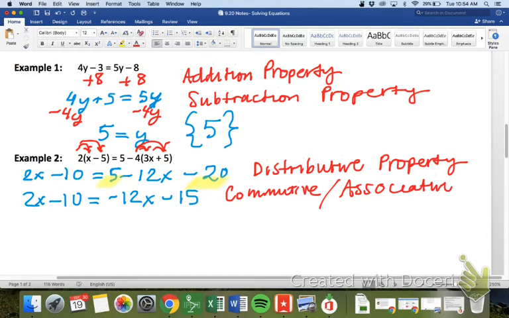Okay. So now this line of the equation actually looks like example 1 where I have a variable and a number on each side, right? So the goal is to get all the variables on one side, all the numbers on the other side. So I'm going to do that by first adding 10 over, and that will give me 2x equals negative 12x minus 5. The property I just used was the addition property.